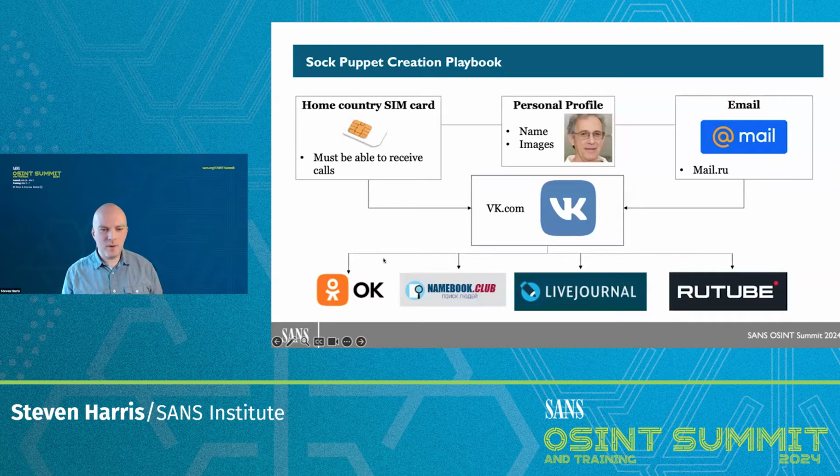So this diagram I'm going to show here is my go-to methodology for creating sock puppets in Russia at this moment. So, having a SIM card, you can receive a phone call on in your home country, in my case, the UK. Obviously, it goes without saying you need to actually create your profile as well. So using the home country SIM card for receiving the calls, and we're going to use mail.ru for creating the email address. Once we have that working phone number, our profile data, and we have an email address as well, that's all we need to create an account on vk.com.